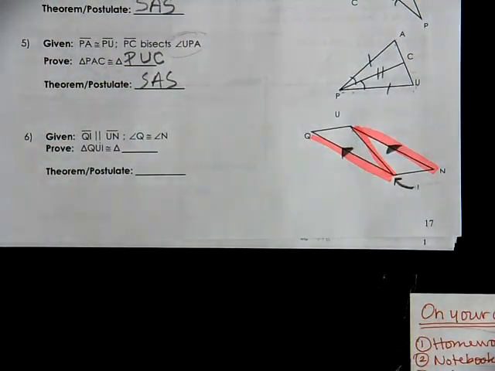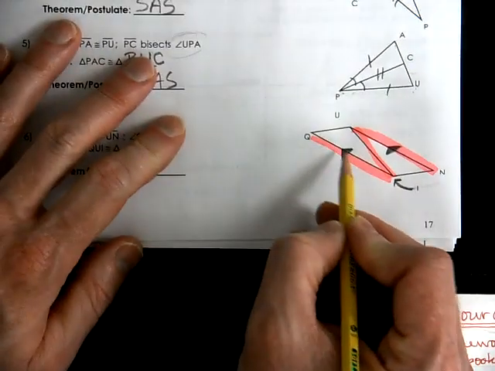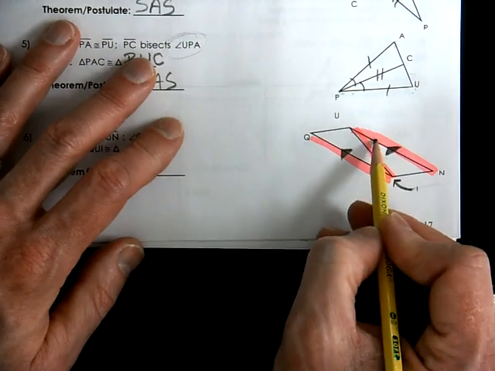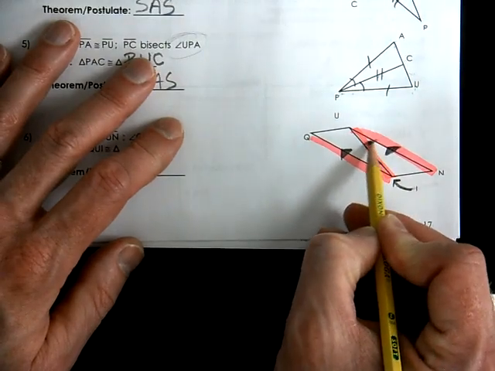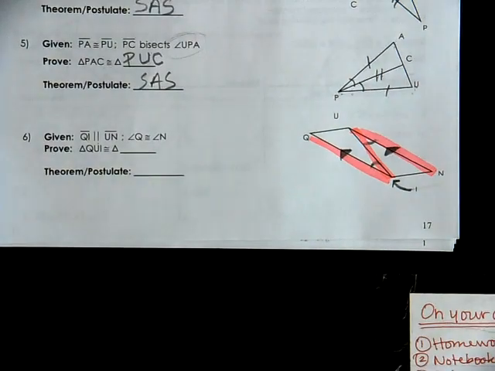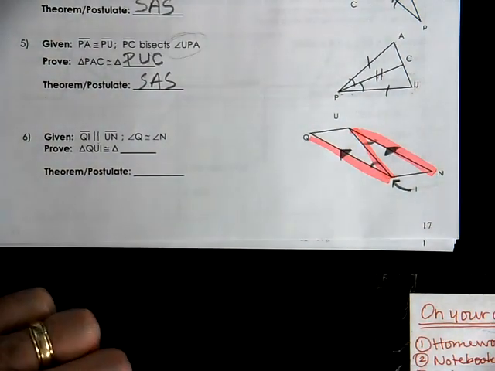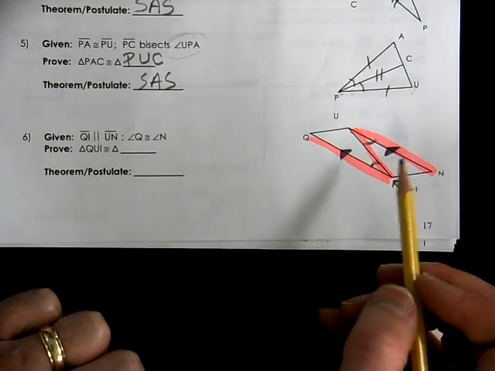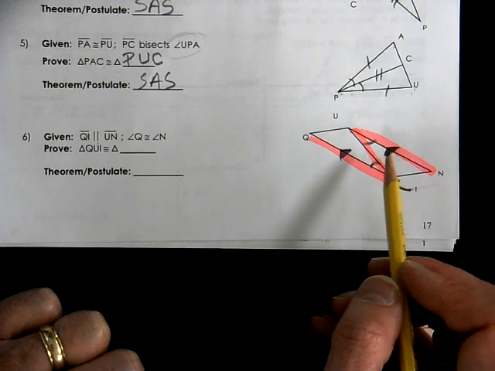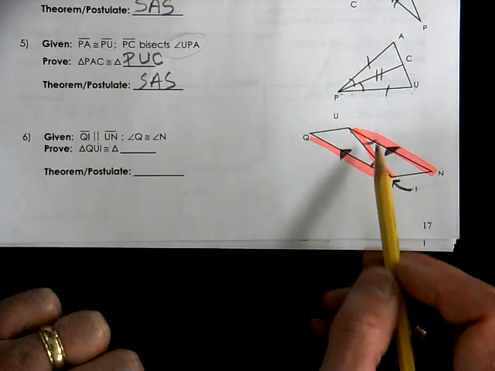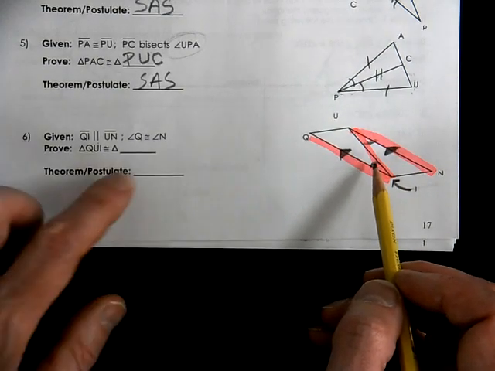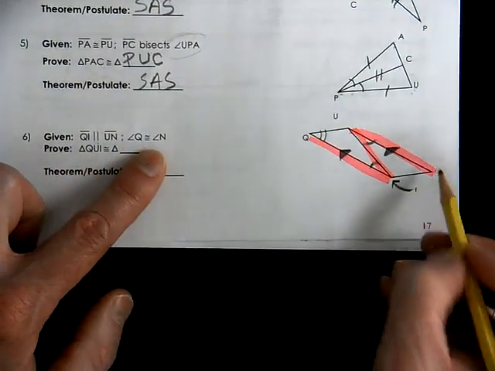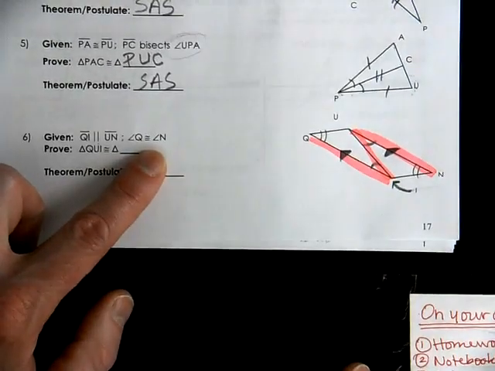So this makes a zigzag. This corner of the zigzag creates an angle, and this corner of the zigzag creates an angle. And that's all because the lines are parallel. We know those angles are congruent because the lines are parallel. If two lines are parallel, then alternate interior angles are congruent. We also, from the given information, know that angle Q is congruent to angle N.